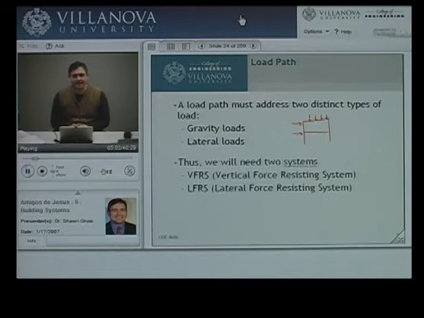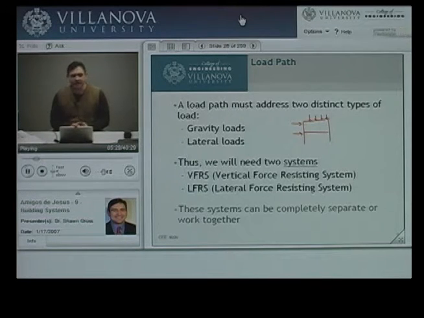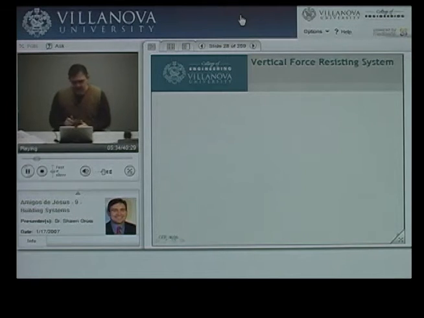We're going to break this up then into two different force-resisting systems, and we'll use the acronym FRS for a force resisting system, which will give us the vertical force resisting system and then the lateral force resisting system. These will be different systems. They will obviously have to work together in the entire structure, but we'll separate these two out as far as the discussion goes. So again, these can be either completely separate or work together, but eventually they have to be constructed as part of a single unit. So let's start with the vertical force resisting system.